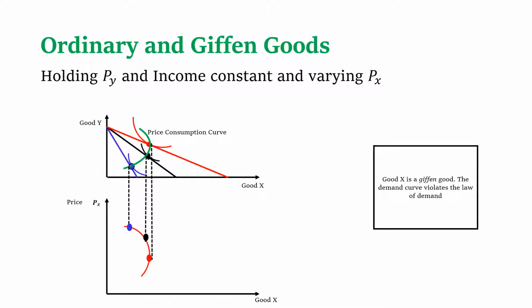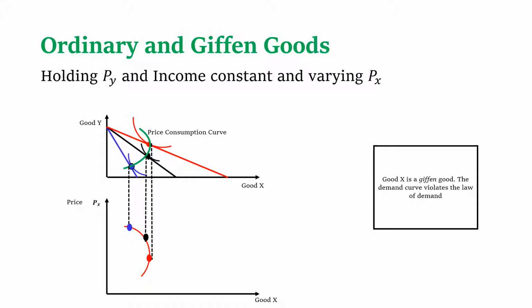Now, when you try to draw the demand curve here, we have to hold the price of one good constant, and then the income also constant. The price and the income are constant, and then we vary px. So what is going to happen to the demand? Now, here the demand for good x, we say is what? Is upward sloping, right? Or it's backward bending.